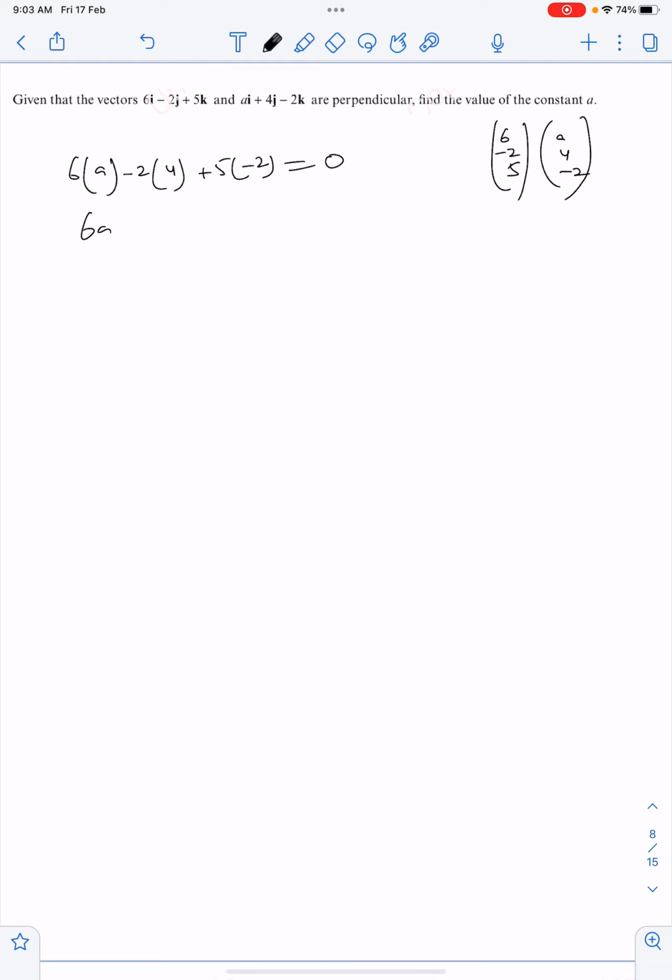Okay, let's solve this. 6a minus 8 minus 10 equals 0. 6a equals 10 plus 8, which is 18, so a equals 3. The value of a is 3.